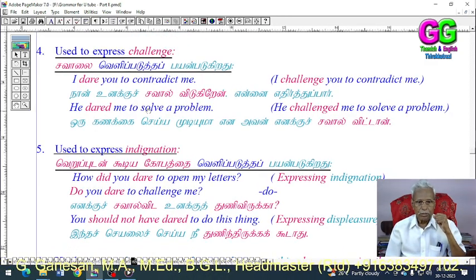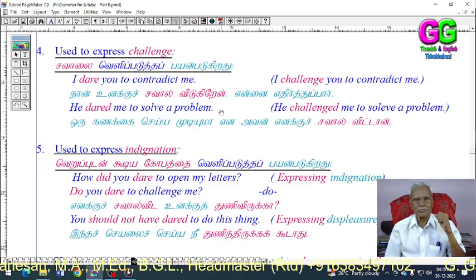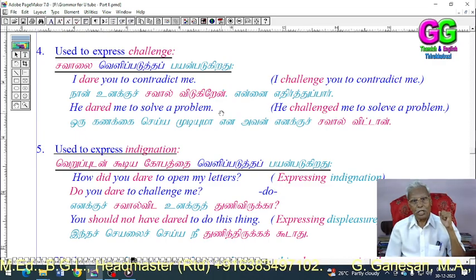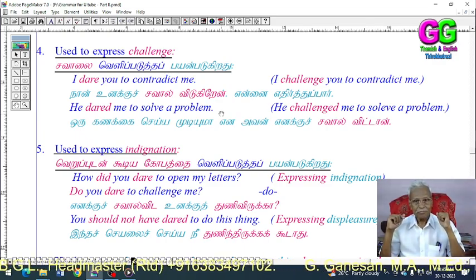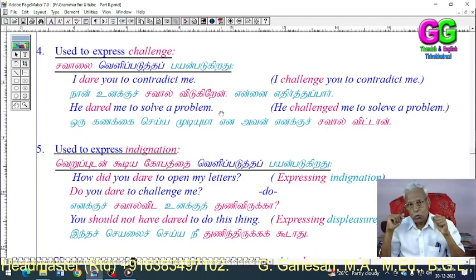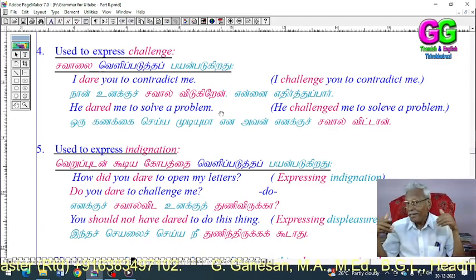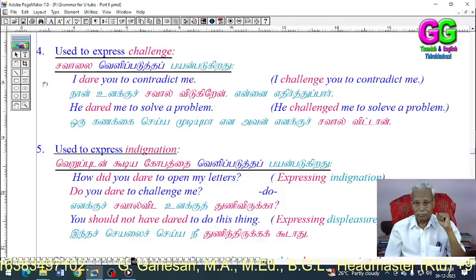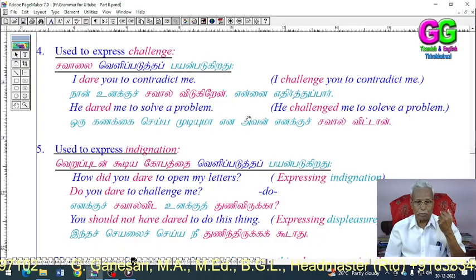He dared me to solve a problem. See, he challenged me. Could you solve this problem? First, he dared me means he challenged me to solve a problem.